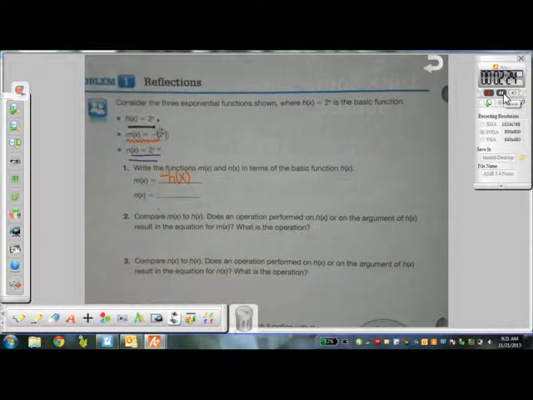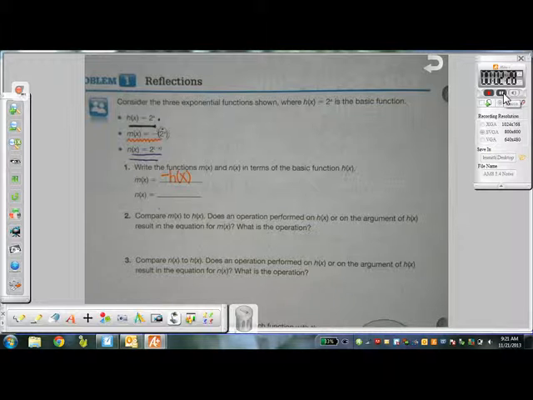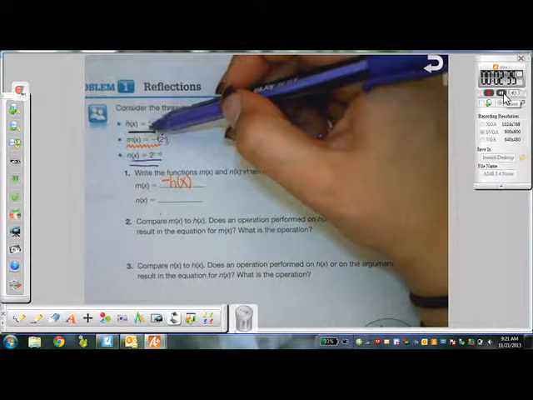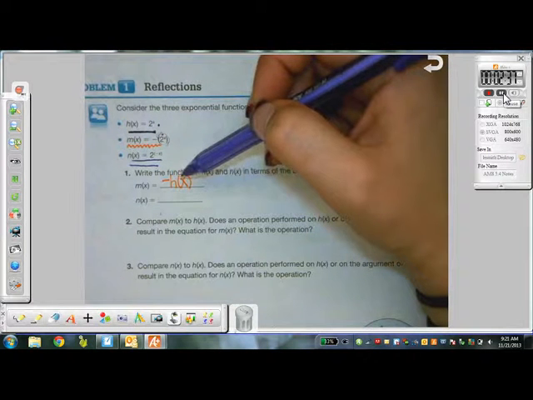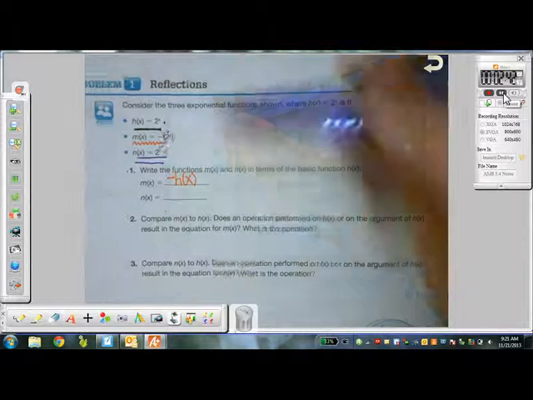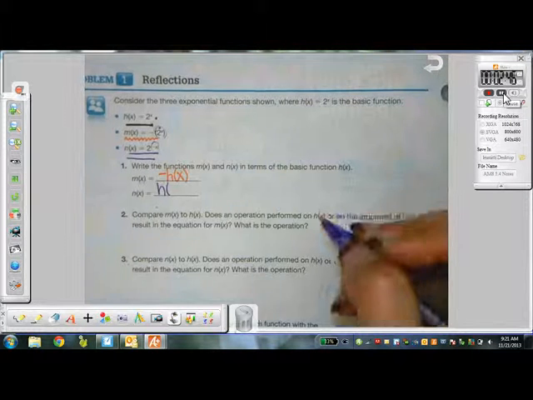So then let's write n of x in terms of h of x. What did we do in this case if I wanted to write this in terms of h of x? Did I change the 2 part of the function? No. What part did I actually change? The x. What type of x did I plug in? So this would be h of what? Negative x. Good.